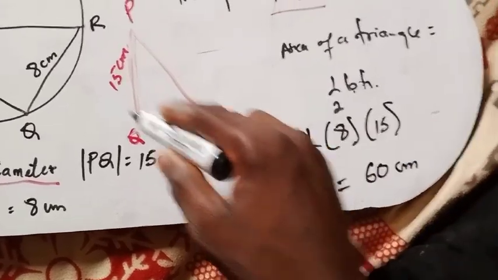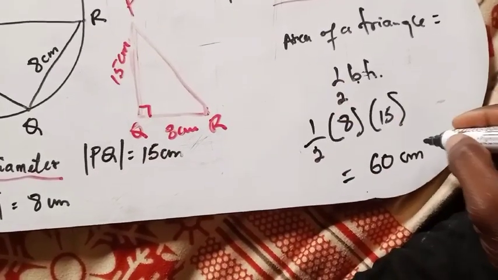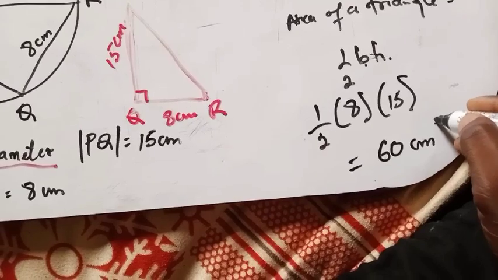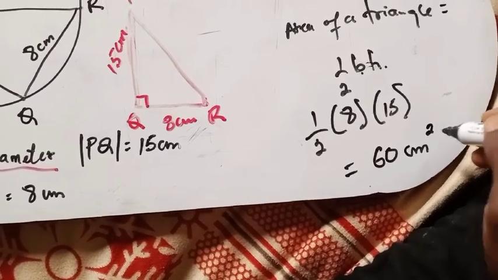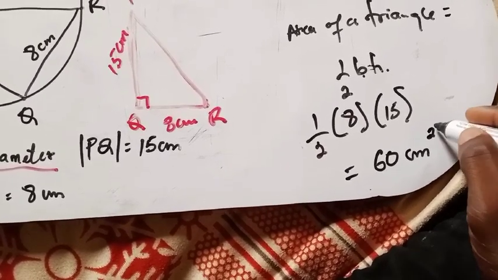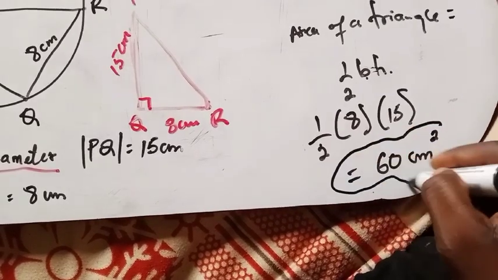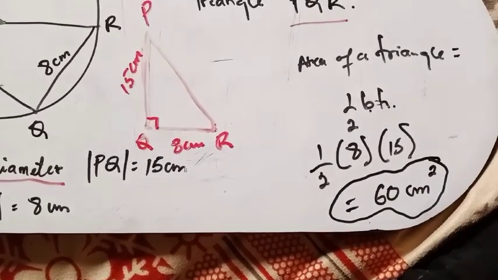Remember, it's in centimeters, right? So all of them must be in centimeters. 60 centimeters squared, or squared centimeters, right? So you remember that this is finding the area. You have to make sure that you have the square attached to that.